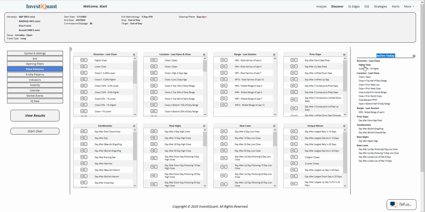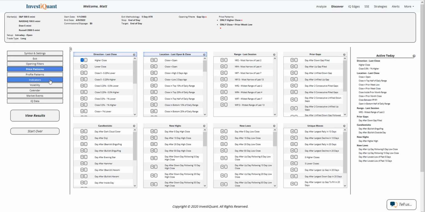First, what I'm going to do is this very top option here, higher close. So yesterday closed higher than the day before, and then I'm also going to add that the close was below the prior week low. So if I go down just a few more options here, close below prior week low, I'm going to click on that. That has been added to the test. You can see it up here in the header section.